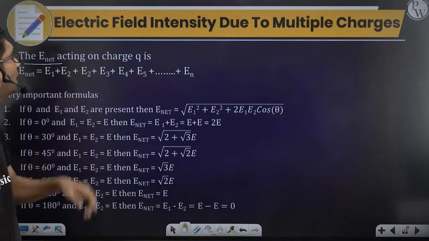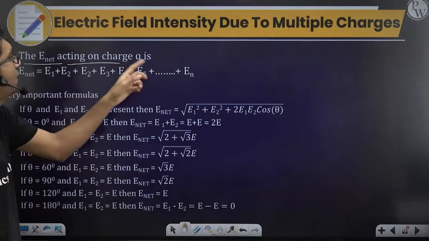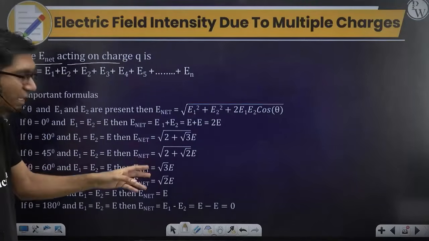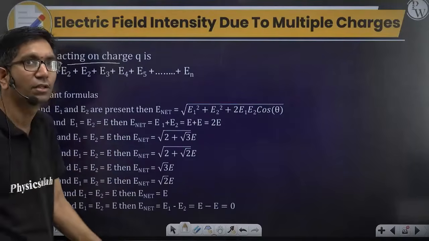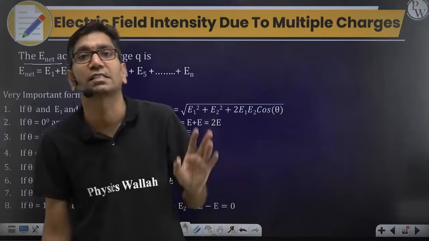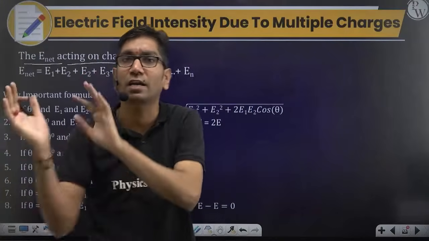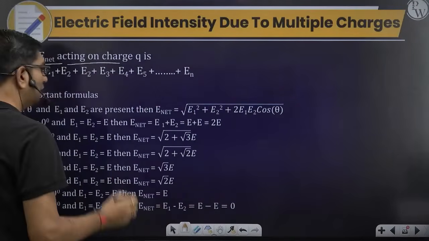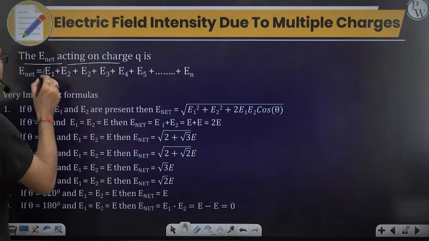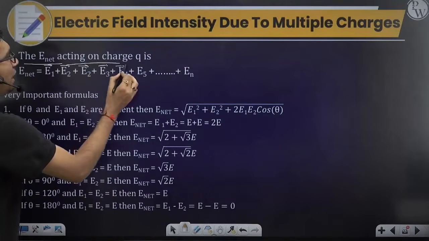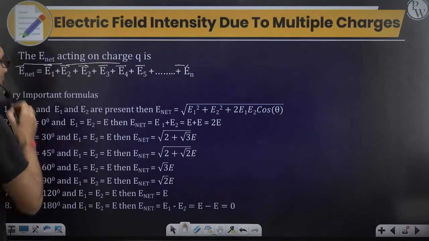The net electric field acting on a charge small q. The same thing, whatever I have written for the forces, same copy paste, just have removed the symbol F and have inserted the symbol capital E. Okay, is it clear beta? The same concept, copy paste concept.